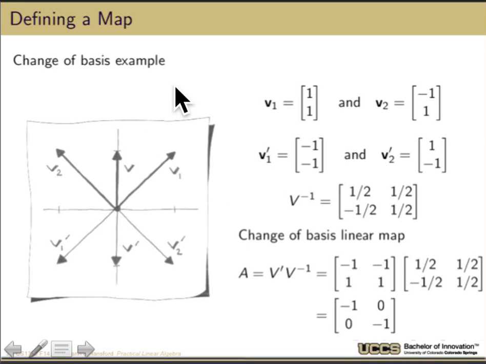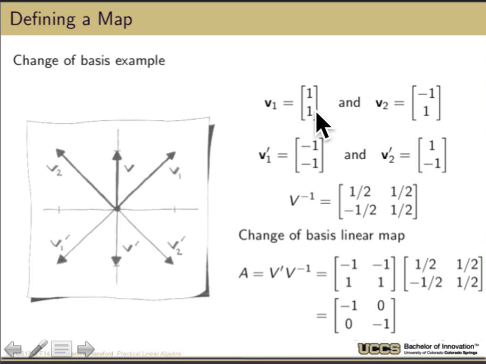So to think of a change of basis example, let's say I want to map V1, V2 into V1 prime, V2 prime. Now, graphically, you can look at this one and think, oh, look, this is a rotation by 180 degrees. But if I just give you the vectors, you may or may not be able to recognize that. So just do it algebraically.